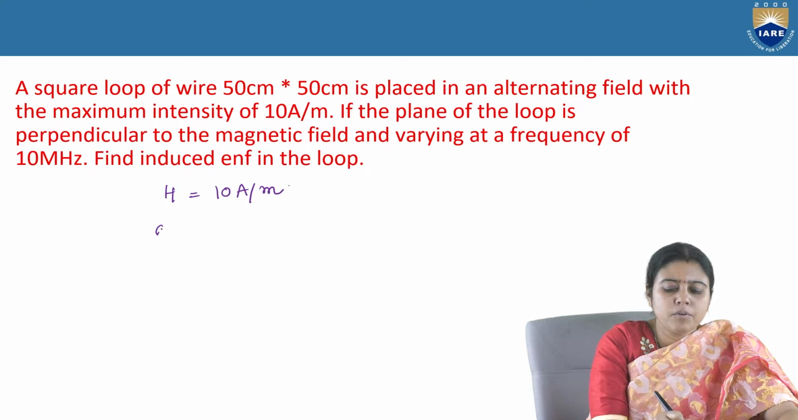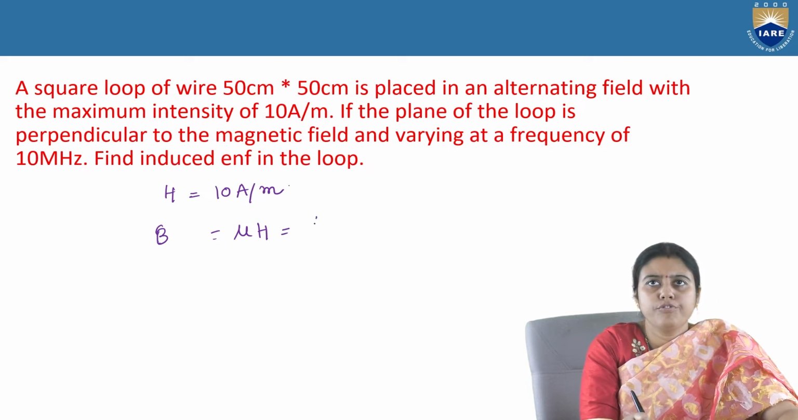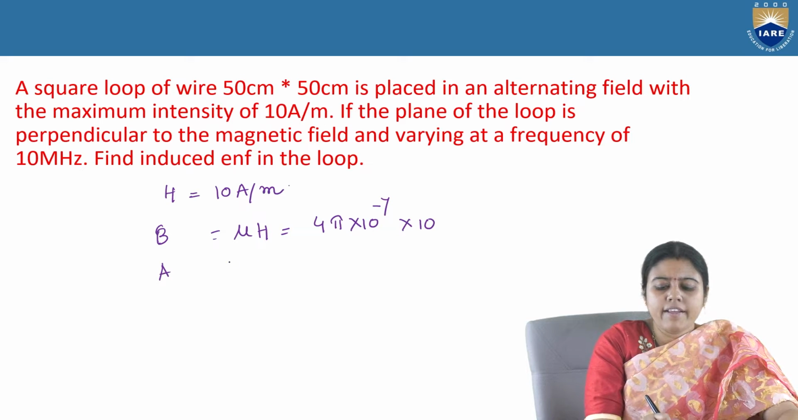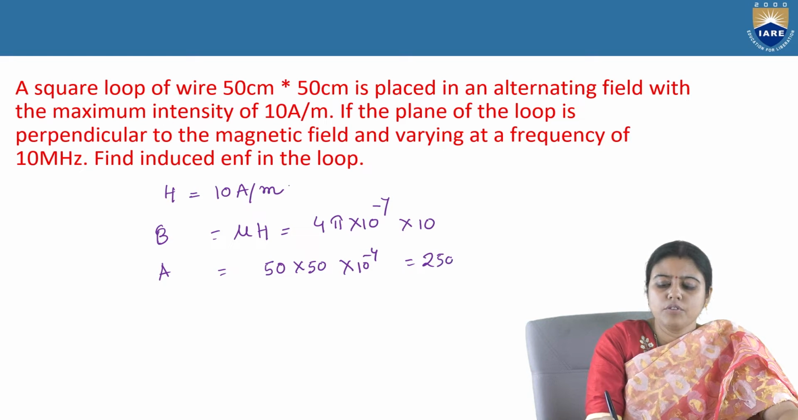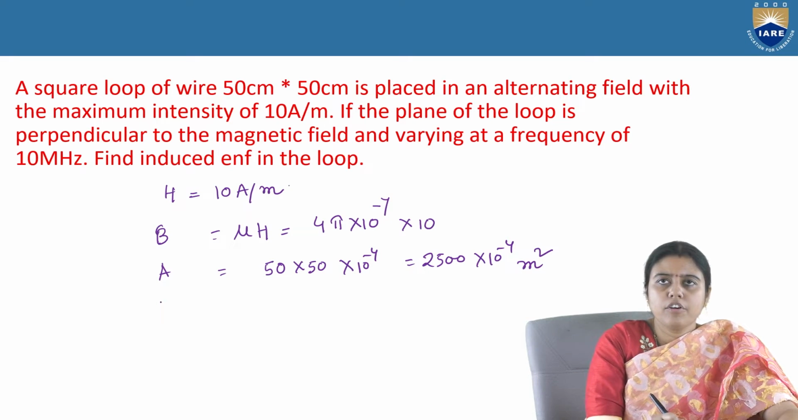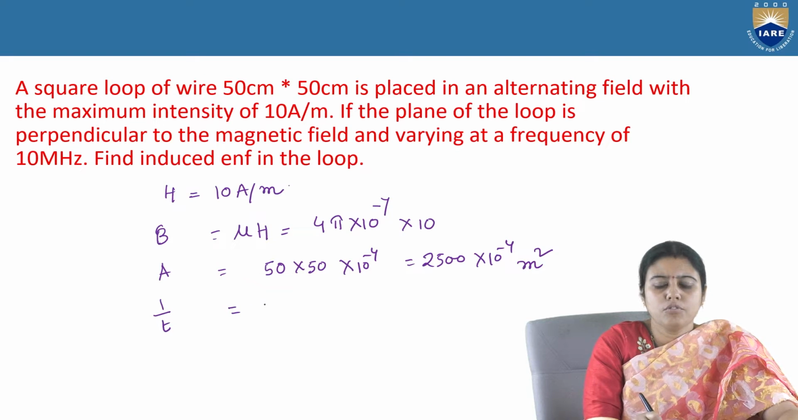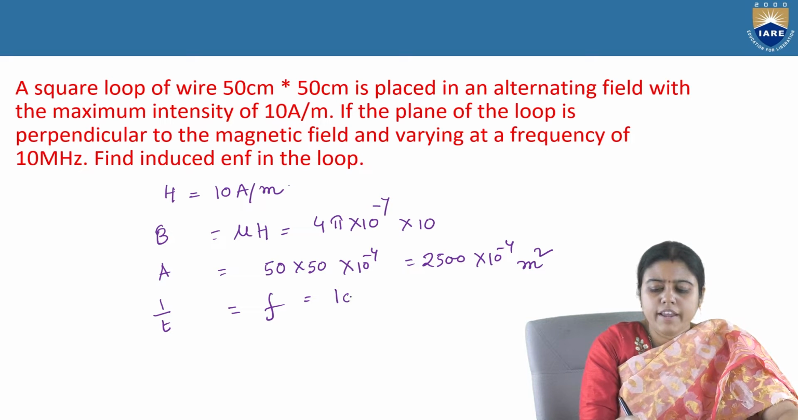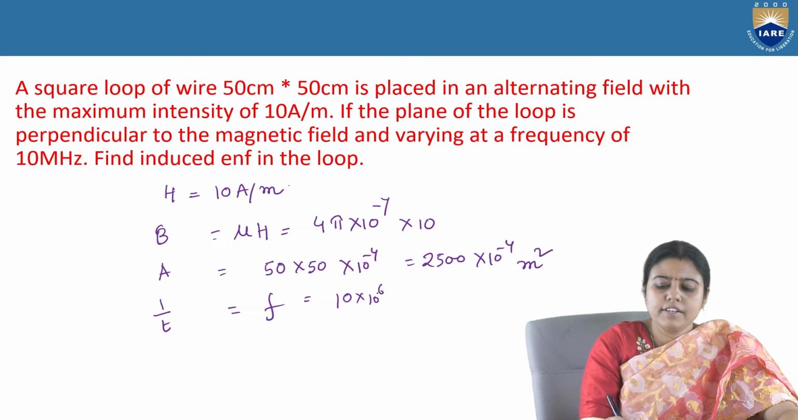What is B then? B is equal to mu into H is equal to 4 pi into 10 to the power minus 7 into 10. Then what is A? A is equal to 50 into 50 into 10 to the power minus 4, 2500 into 10 to the power minus 4 meter square, and we got 1 by T is equal to frequency is equal to 10 into 10 to the power 6 hertz.